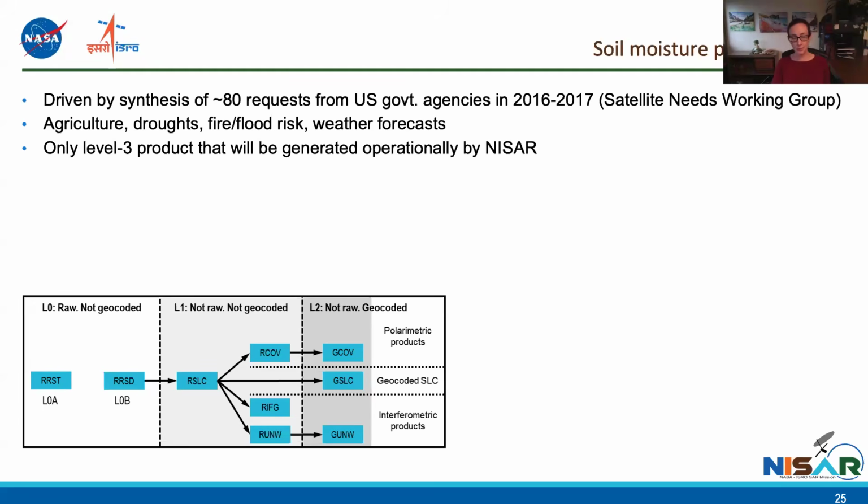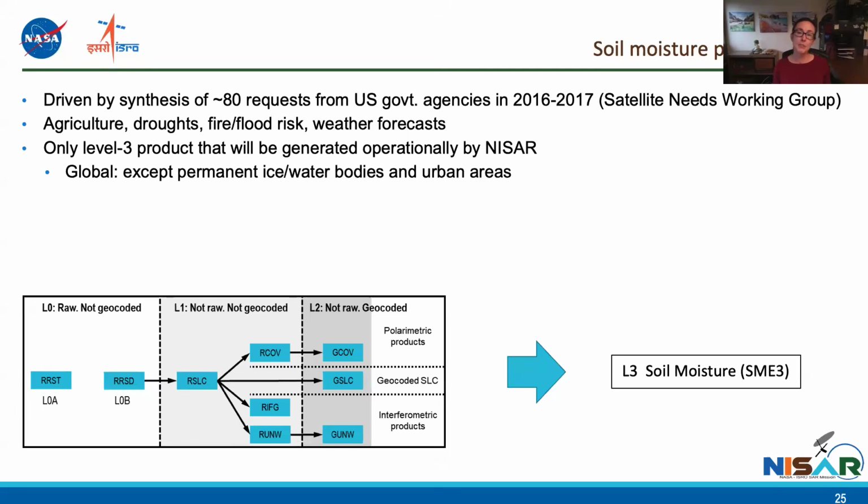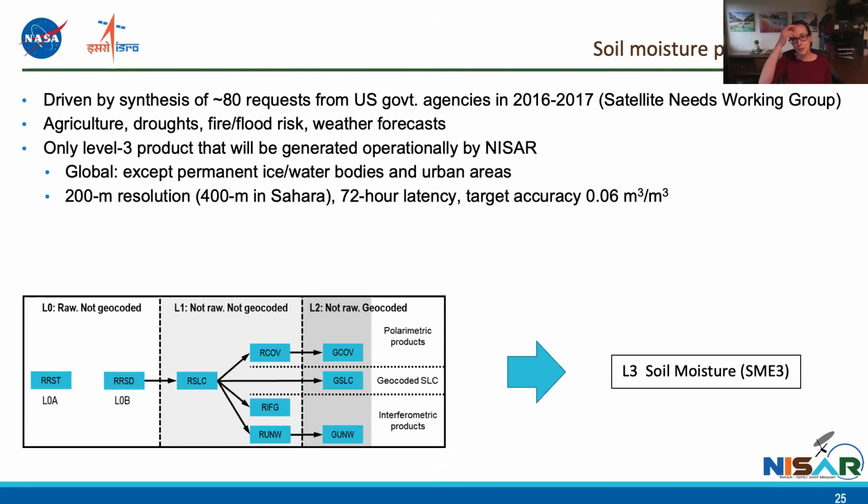This is the only level 3 product that will be generated operationally by NISAR. There are spot locations where NISAR is making other products for use in calibration validation by other parts of the project, but this is the only one that will be done globally. It is global. It's not going to be generated over permanent ice or water bodies. We're not going to make a soil moisture product over Greenland or urban areas, but it will be made everywhere else. It'll have about a 200-meter resolution over most of the world and about 400 meters in the Sahara. 72-hour latency if everything goes well, and a target accuracy of about 6% in terms of soil moisture.